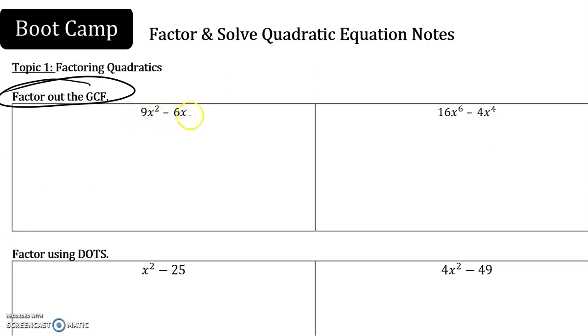So looking at your big numbers, 6 and 9 are both divisible by 3. Looking at your x's, you have an x squared and an x, so both terms are divisible by x. So your GCF is 3x. You write that down. Then you do some dividing. 9 divided by 3 is 3. X squared divided by x is just x. Keep your minus sign, and then 6 divided by 3 is 2. X divided by x, they just cancel, and that would be your completely factored term.